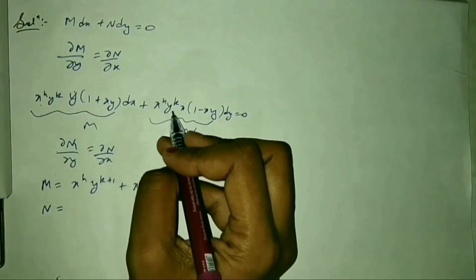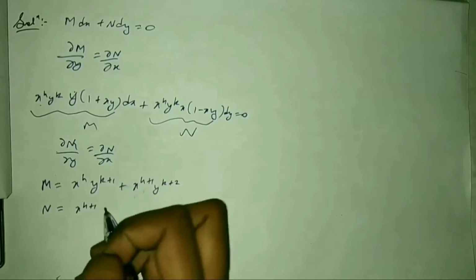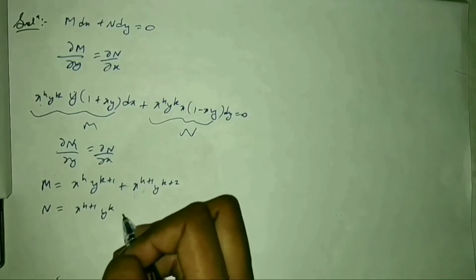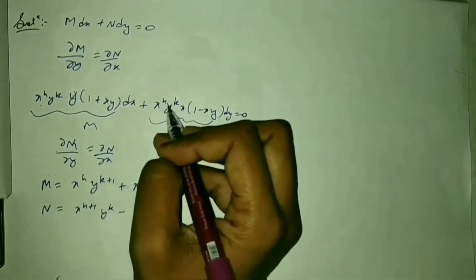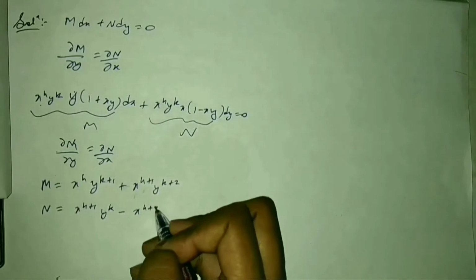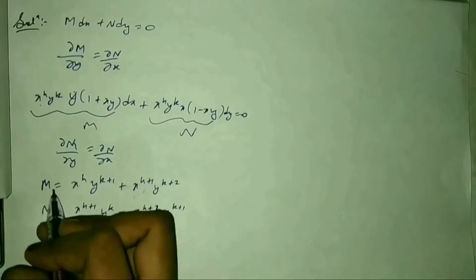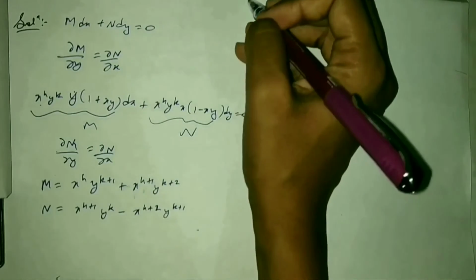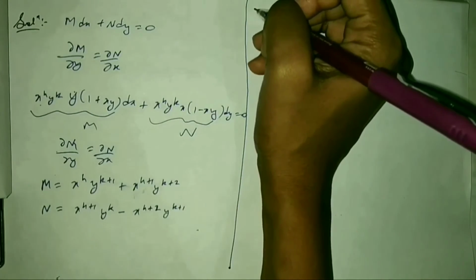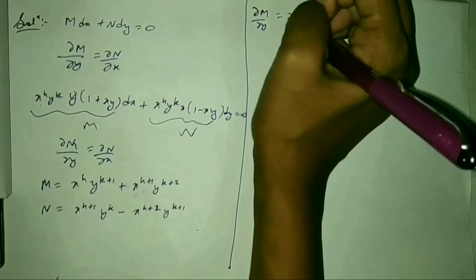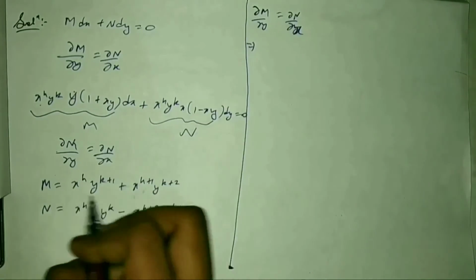Now what will be N? N will be x^h y^k into x(1 - xy). So x^h into x gives x^(h+1) y^k, minus x^(h+1) into x, so x^(h+2) y^(k+1). Okay, so this will be M, this will be N. Now we will differentiate this with respect to y, so del M by del y is equal to del N by del x.